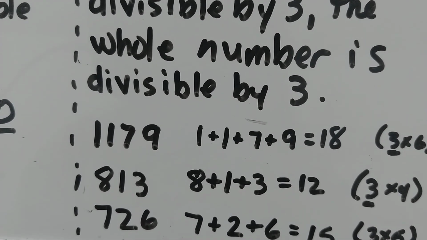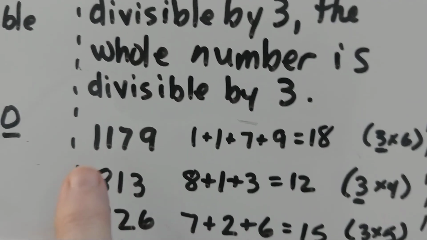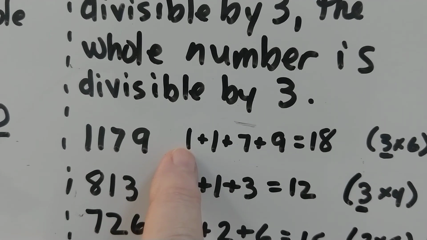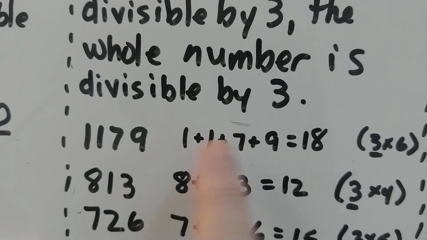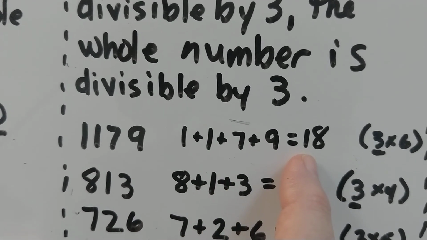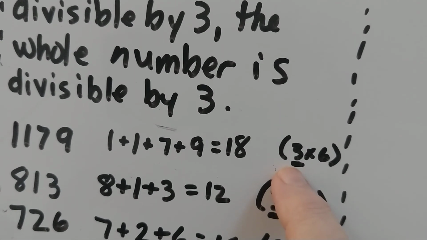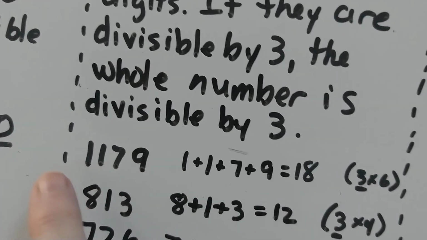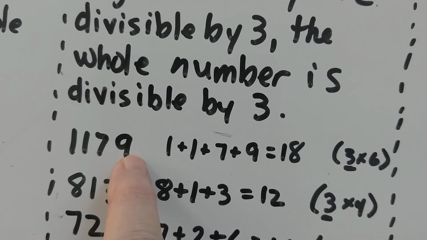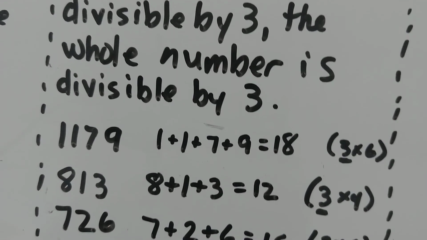Take the number 1,179. To see if that's divisible by 3, we add up all the digits together. So 1 plus 1 plus 7 plus 9 adds up to 18. And we know 18 is divisible by 3 because 3 times 6 is 18. So this number is divisible by 3.